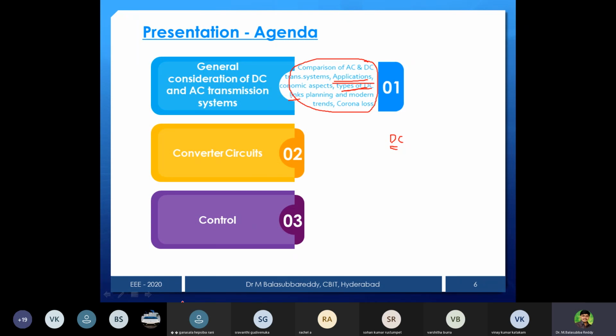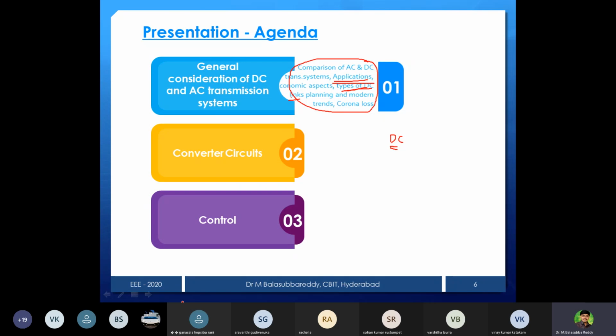Another one is a bipolar link. It has 2 conductors. One is positive, another one is negative. So there are bound conductors they will use in extra high voltage lines and all. So this is one type of link, that is bipolar. Bipolar means that plus and minus both conductors will be there. Bidirectional power flow is also possible.